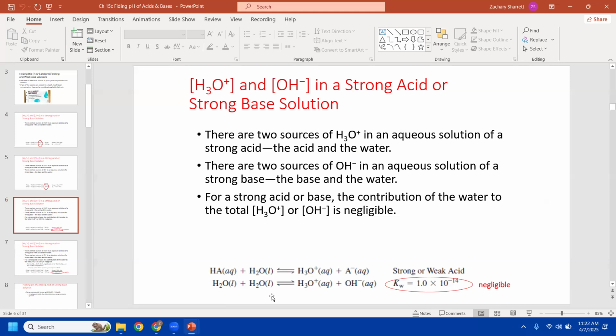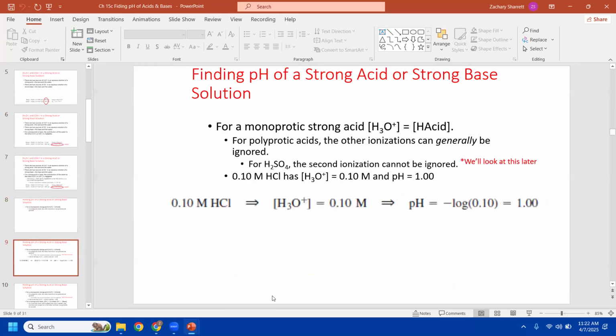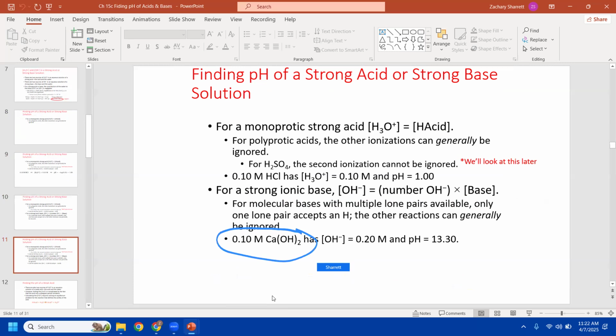Now let's get back to doing these problems. For the different monoprotic strong acids, whatever the concentration is, you take the negative log of it to find the pH. Now, for bases, it's the same. But if we have a 0.1 molar calcium hydroxide, in bases only, if you have 0.1 molar calcium hydroxide, Jessica, what is the actual concentration of hydroxide? Is it 0.1 because it's a strong base?